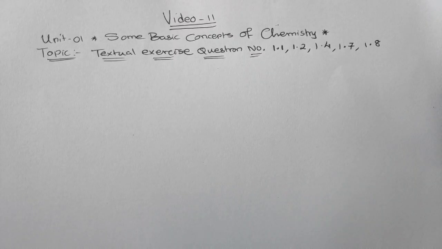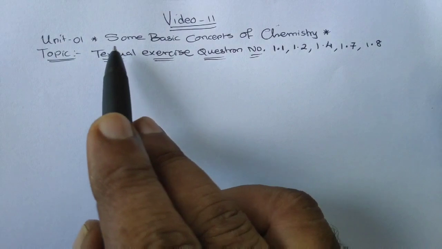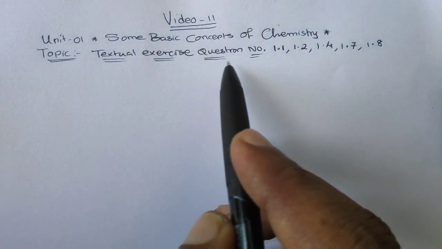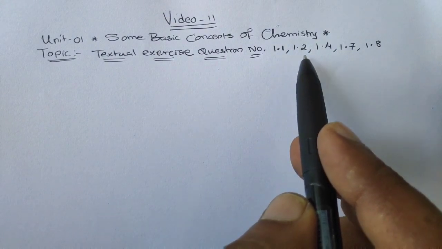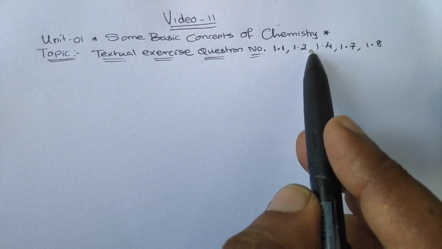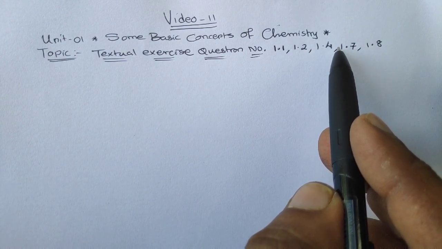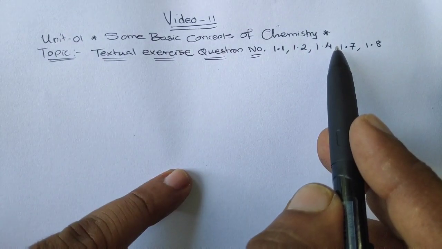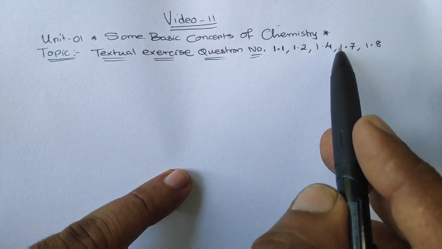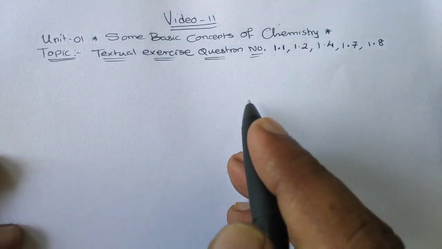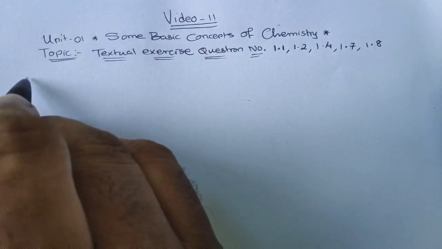You can see here in video 11, unit 1, some basic concepts of chemistry. We are going to discuss textual exercise questions 1.1 and 1.2. Now 1.3 we have already done in our video. Then 1.4, 1.5 and 1.6 are different. The topics are still left to continue, so in this video we will not be discussing those. Then 1.7, 1.8. Okay, so we'll take the first one.